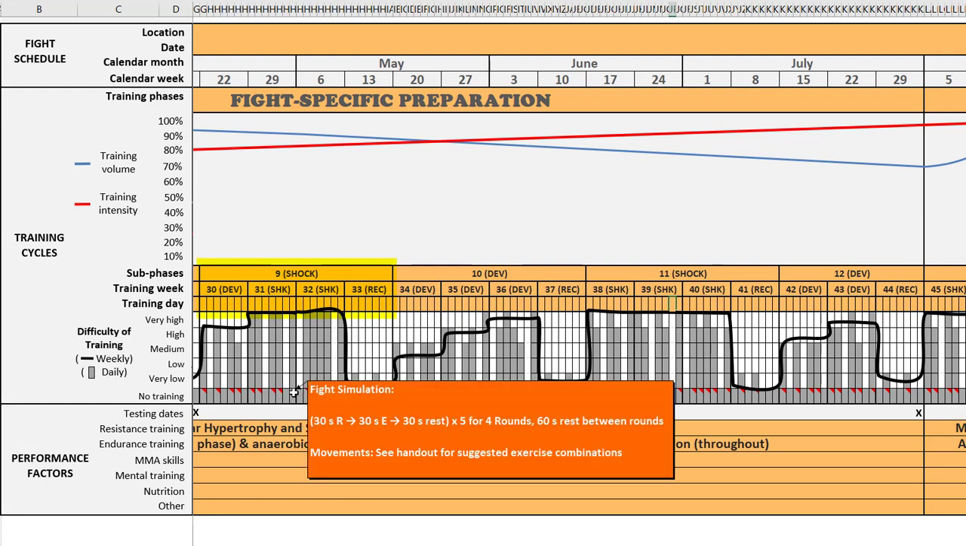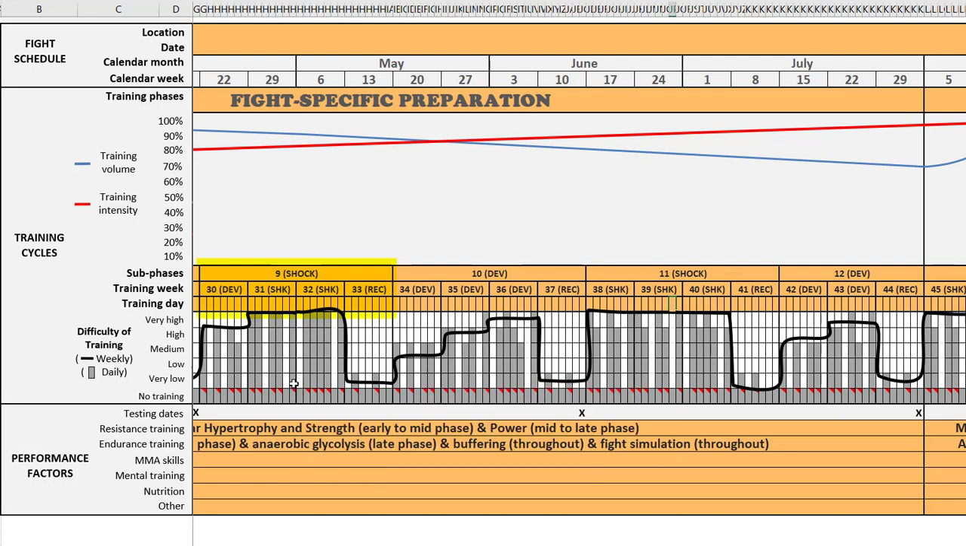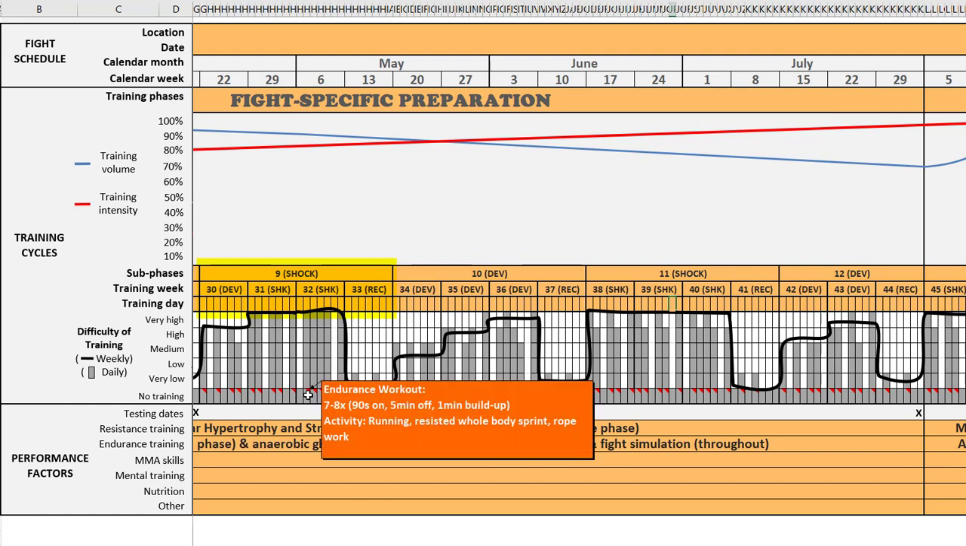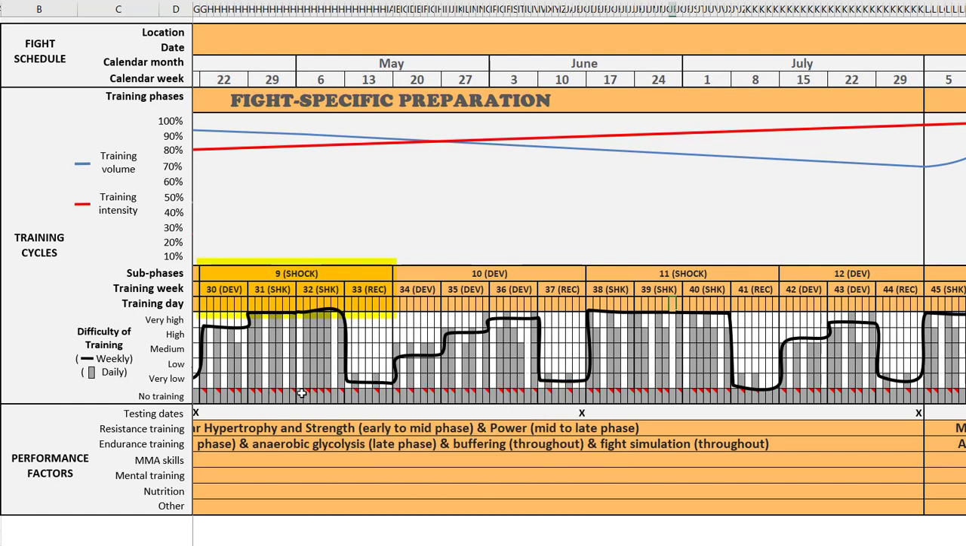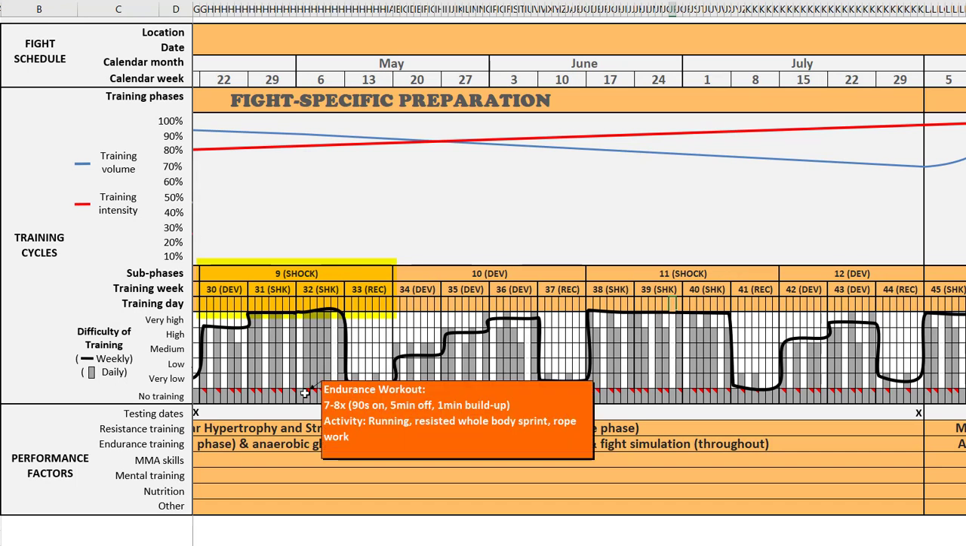Now, the big difference here is that we've decided to incorporate a fight simulation at the end of this second week in the shock sub phase, because we really want to make it difficult. But as we move into week 32, what we're really looking at here is a repeat of week 31 with a flat loading plan. Everything is pretty similar as the last week. But again, this is a very difficult training week.